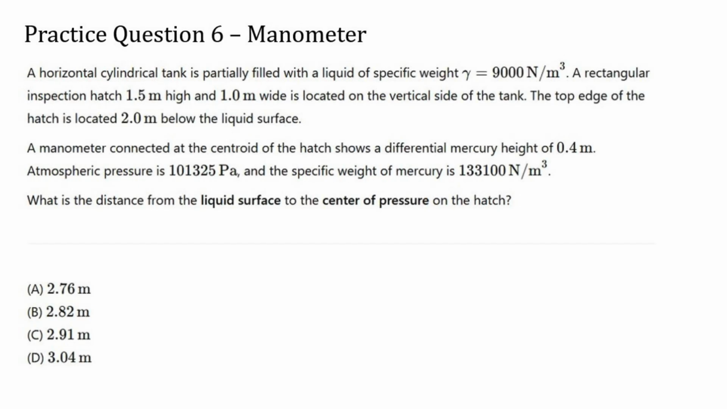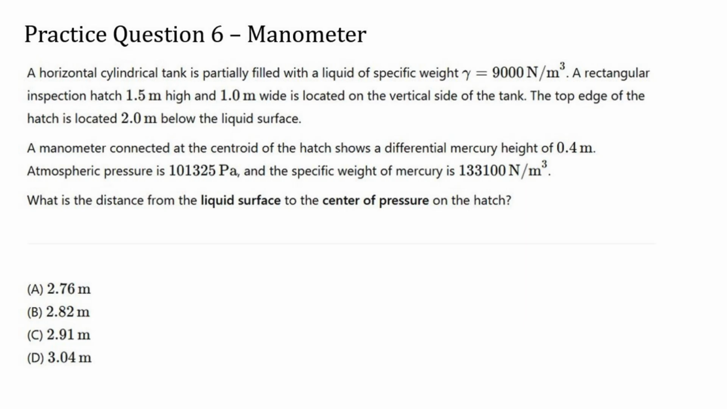Practice question 6. A horizontal cylindrical tank is partially filled with a liquid of specific weight 9,000 newtons per cubic meter. A rectangular inspection hatch 1.5 meters high and 1 meter wide is located on the vertical side of the tank. The top edge of the hatch is located 2 meters below the liquid surface. A manometer connected at the centroid of the hatch shows a differential mercury height of 0.4 meters.